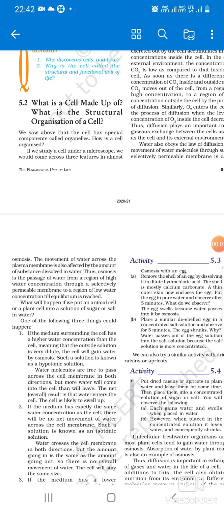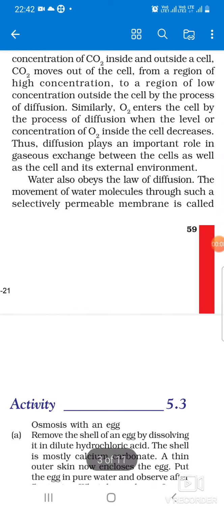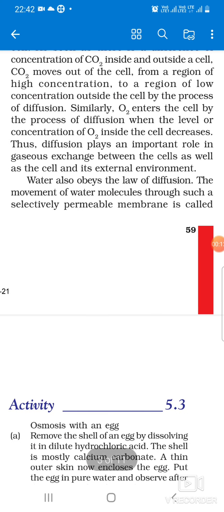Good morning. In the previous lecture, we discussed diffusion. Now we are going to study osmosis. Water also obeys the laws of diffusion. In osmosis, there is movement of water.